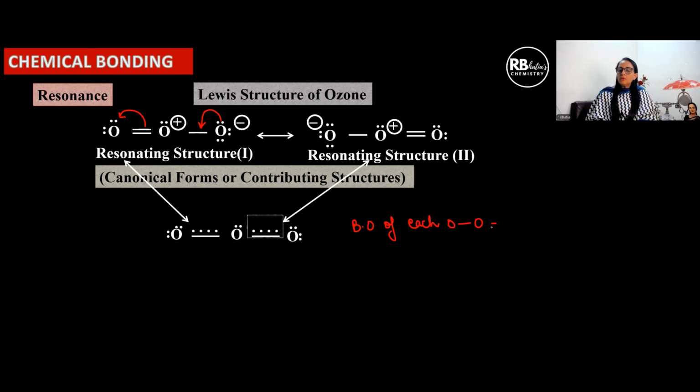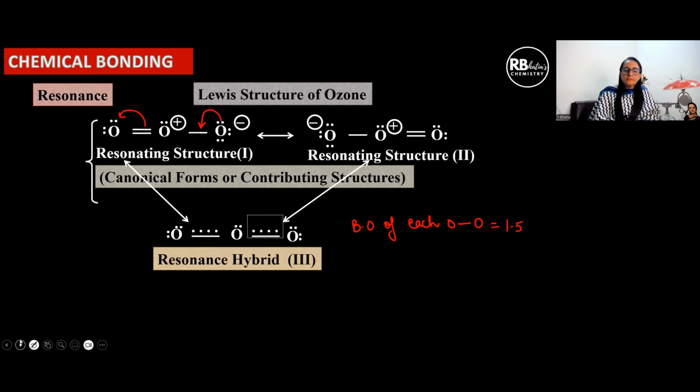So actually it was found each bond is having bond order of 1.5, which could not be explained by one single structure, but we could justify it by drawing two structures where in one structure this is double and this is single. Hence the average of these two comes out to be each bond being 1.5. So this structure is called the resonance hybrid.